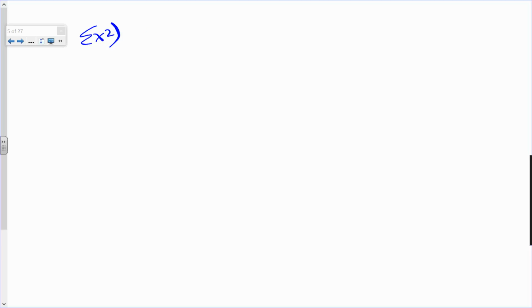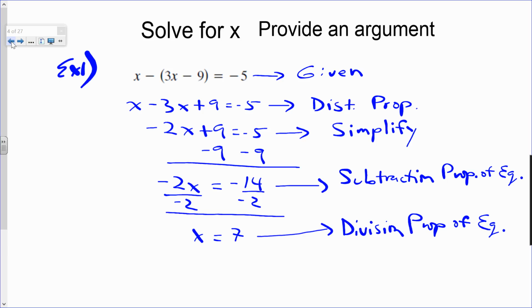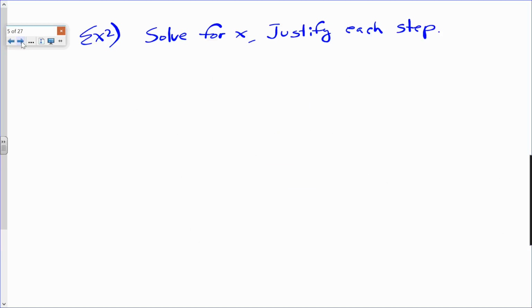All right, so solve for x. Justify each step. When I say justify each step, that just means the exact same thing as provide an argument. That's all it means. You'll see it in both types of directions on maybe math exams and benchmark exams. Justify each step means provide the appropriate argument.